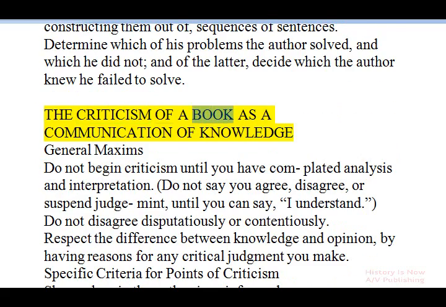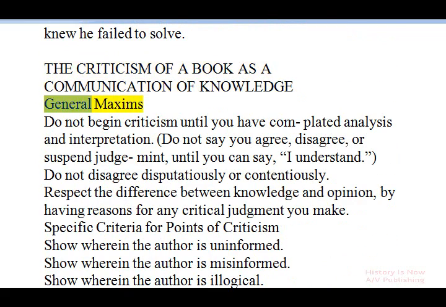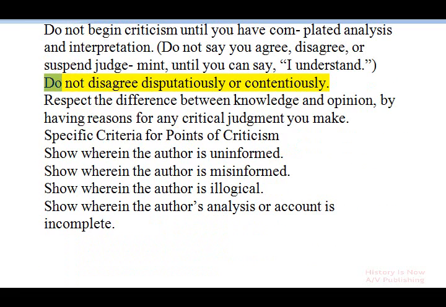The criticism of a book as a communication of knowledge. General maxims. Do not begin criticism until you have completed analysis and interpretation. Do not say you agree, disagree, or suspend judgment, until you can say, I understand. Do not disagree disputatiously or contentiously. Respect the difference between knowledge and opinion, by having reasons for any critical judgment you make.